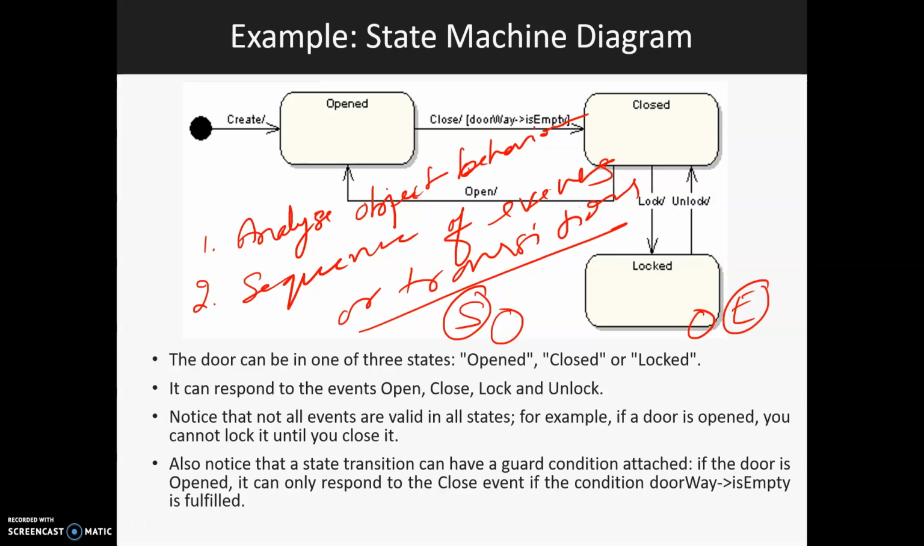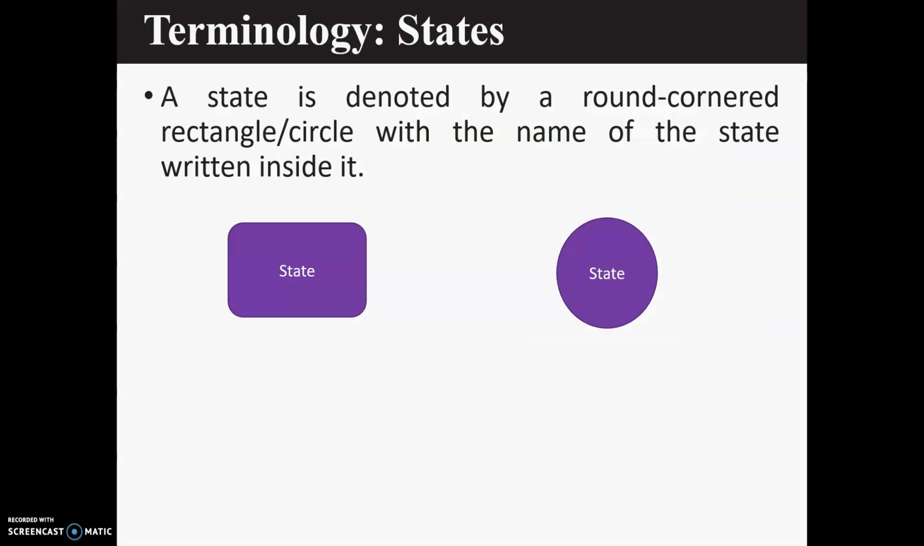In the next few slides, I will explain the terminologies which we use for the state machine diagram. Here I have explained what a state is. A state is denoted by a rounded rectangle or circle. You can use this notation to represent a state, or you can use a circle to represent the state.